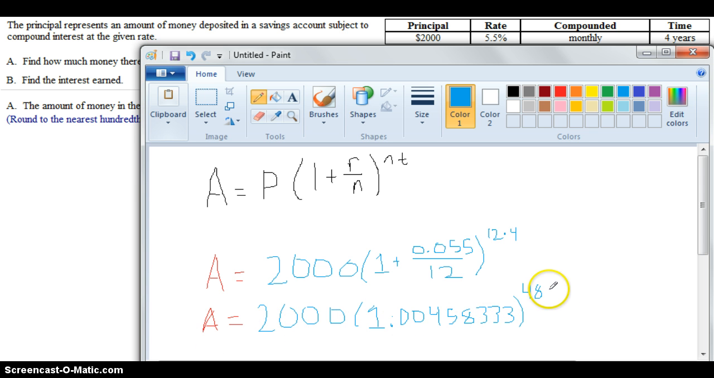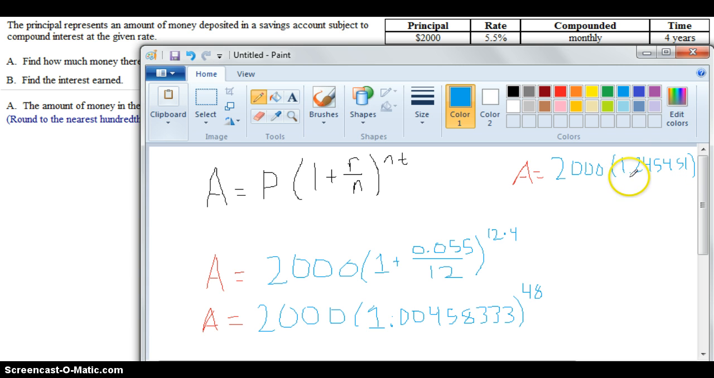To solve this, the first thing you have to do is, after we've reduced the parentheses to a single number, now take it to the exponent. So use your calculator, type in that, and then raise it to the 48th power, and you get this after doing the exponent.